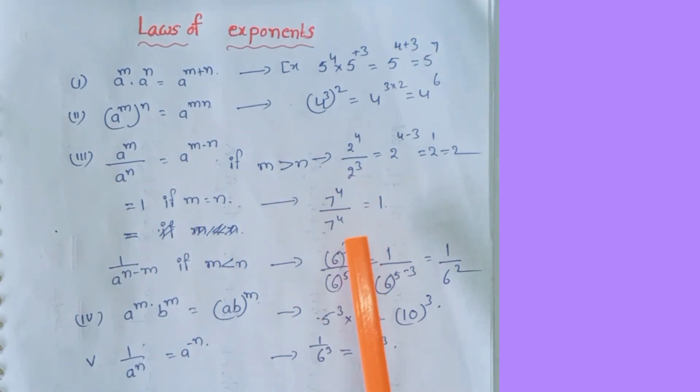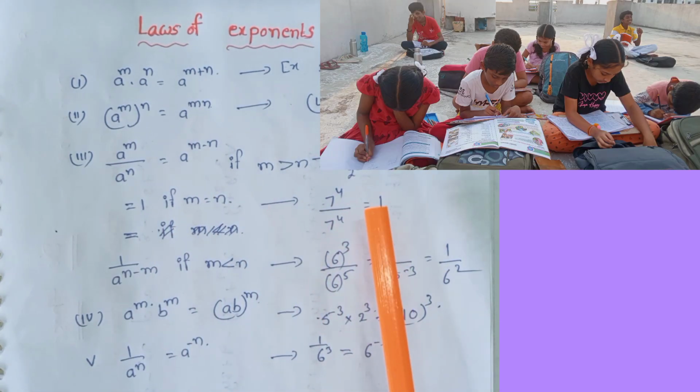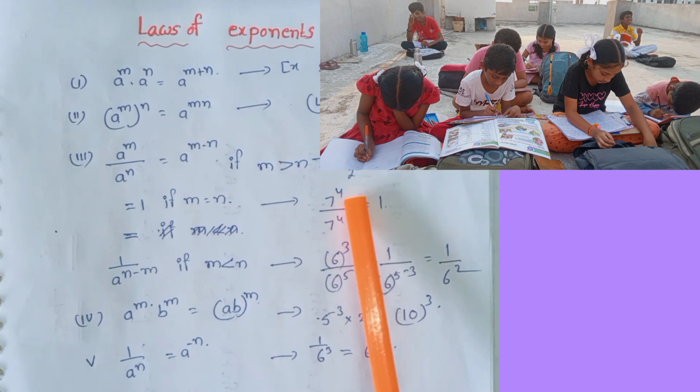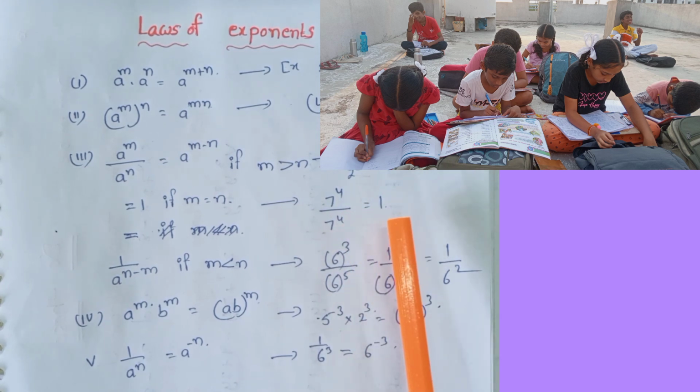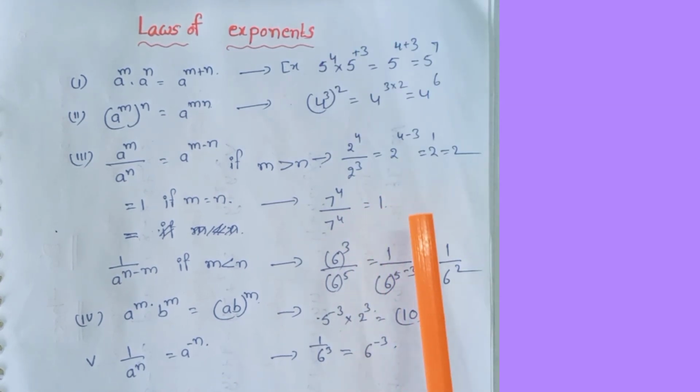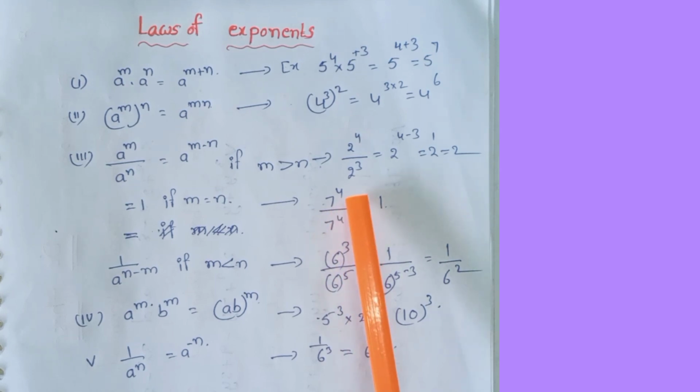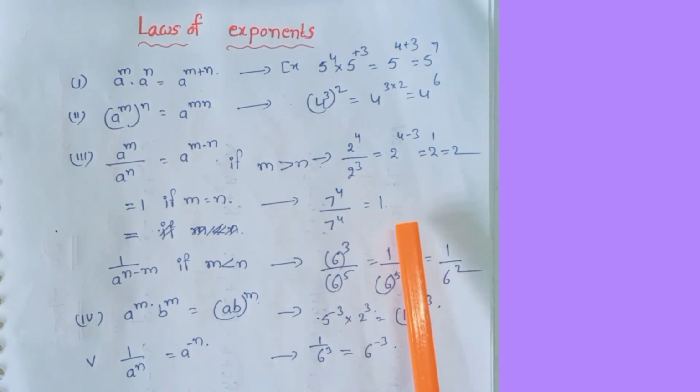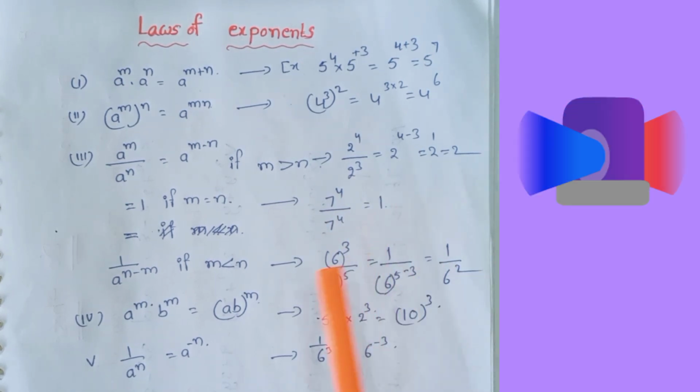7^4 by 7^4. Base is equal and then exponents are also equal. So 7^(4-4) is equal to 7^0. 7^0 is equal to 1.